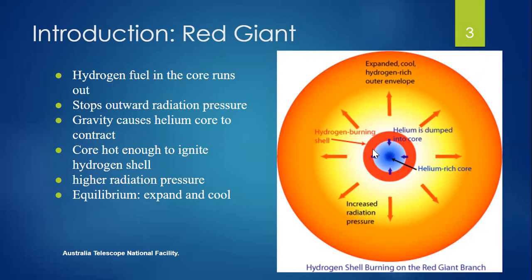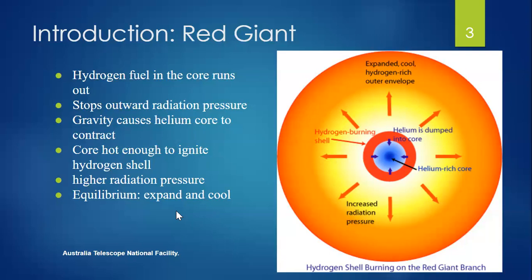That means that the hydrogen is pushed out and you will have a hydrogen burning shell around the helium core, because the helium will be hotter and has a stronger radiation pressure. So it will ignite the hydrogen burning shell around it, but it's no longer a part of the core. Now, because the hydrogen burning shell is going to have a higher radiation pressure, this causes the envelope of the star to expand.